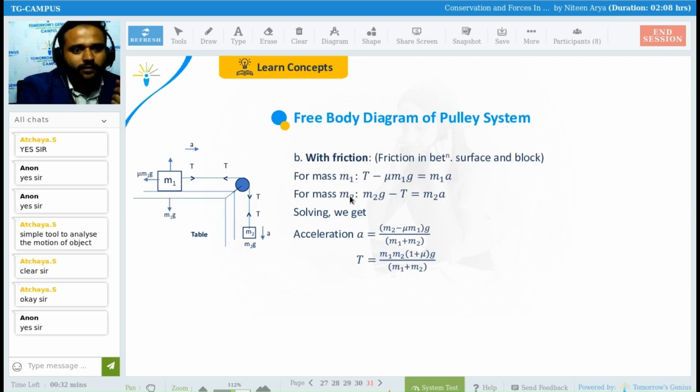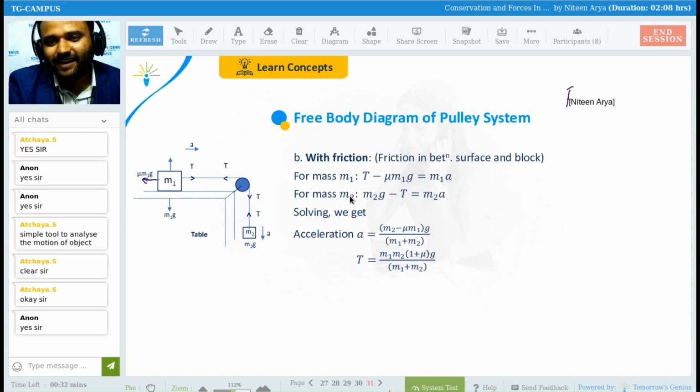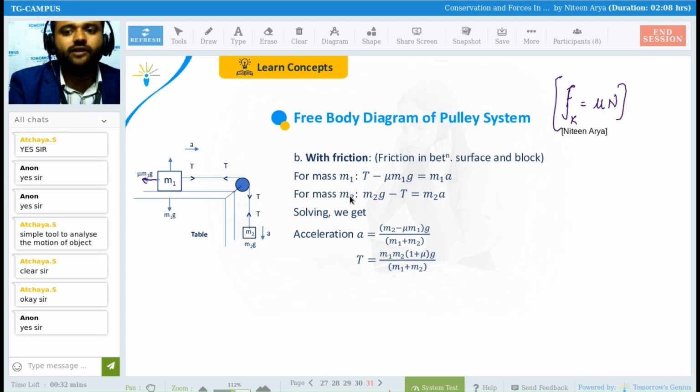Okay, now if there is friction also, what is going to change then? Case B, friction between the surface and the block. So there is mu mg, and the frictional force is going to be mu N. N is going to be mg. If it is moving, the kinetic friction is going to be mu N. What is mu? The coefficient of friction. Clear?